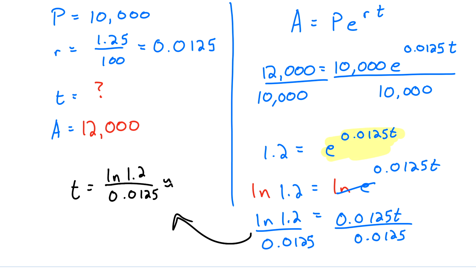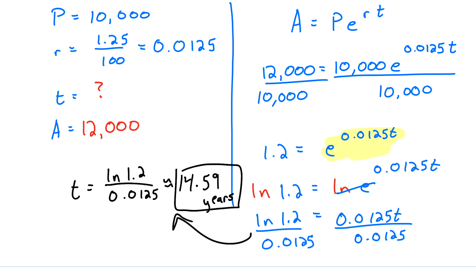So natural log of 1.2 divided by 0.0125, and I end up with 14.59 years. We want to make sure we include a unit on that as well. So 14.59 years, this is our value for t.